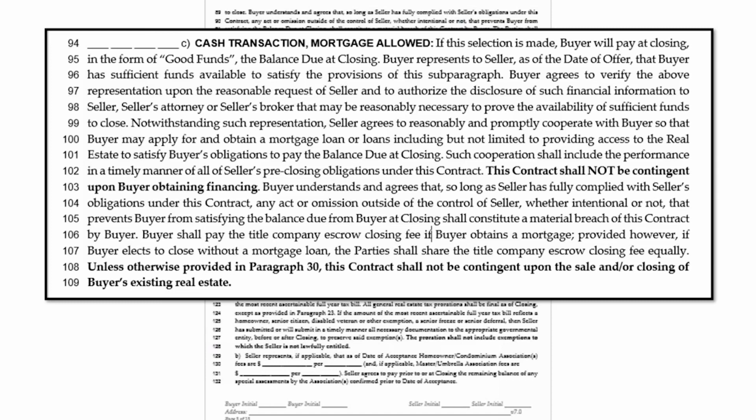And it goes on to say in this one that the buyer is going to pay the title company escrow closing fee if he gets a mortgage. But if he closes without a mortgage, the parties are going to share in the title escrow closing fee because that's what they would have done if it was a cash sale. Okay, so those are your financing options. All right, so it's either A, it's contingent on getting a mortgage. B, it's a cash transaction, no mortgage allowed. Or C, it's a cash transaction with the buyer possibly getting a mortgage.